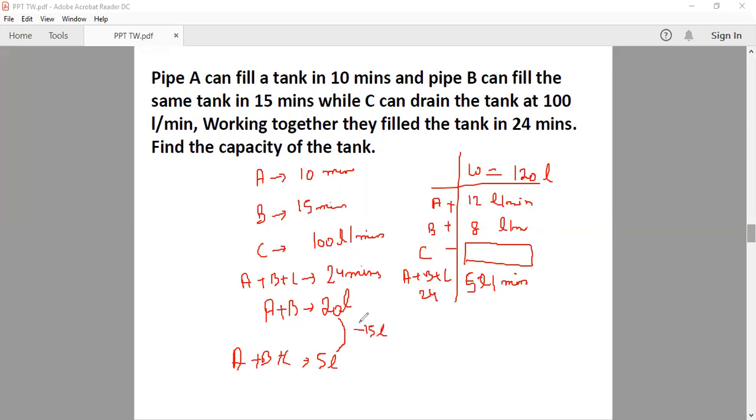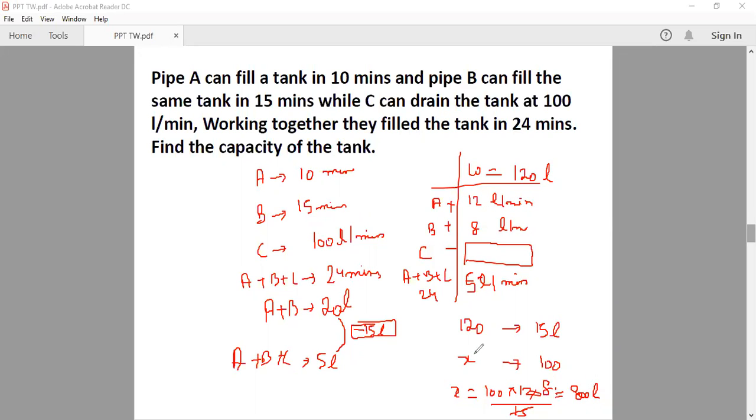नाउ हमारी पाइप ने 15 लीटर ड्रेन आउट किया. अब फ्रॉम हियर वी विल अप्लाई यूनिटरी, that if the total capacity is 120, the drainage is 15 liters. Then if the total drainage is 100 liter, then what is the capacity? X comes out to be 100 into 120 divided by 15, that is 800 liters. So this is how you will do it by unitary.